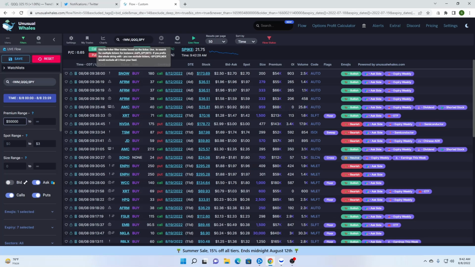So on Unusual Whales, if you put the minus sign and then IWM, QQQ, and SPY, it just negates those, takes those out, because there's a bunch of orders that are a little bit smaller that come through on those, and they're not really anything that are going to change the outlook of how the overall indices are going to play out. So I just take those away.